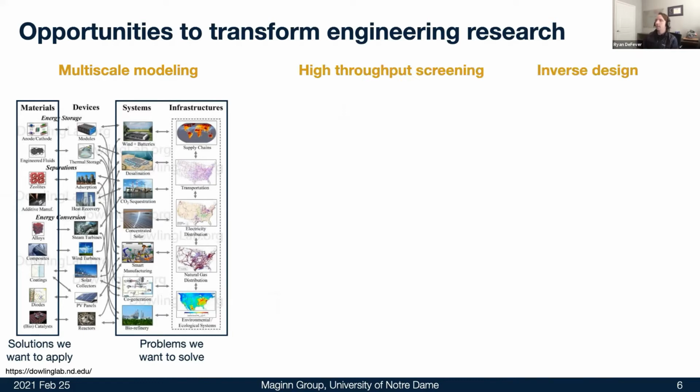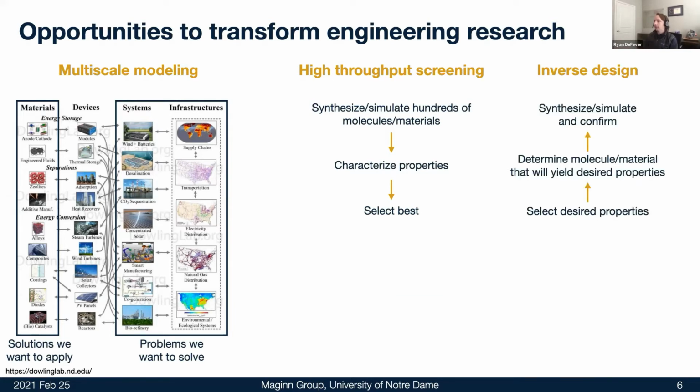And a couple of the techniques that have been proposed are high throughput screening and inverse design. Now, the basic idea of high throughput screening is you synthesize a bunch of molecules or you simulate a bunch of molecules, you characterize the properties, and then you go and pick out the best. Inverse design takes kind of the opposite approach. So with inverse design, what you're going to do is specify the properties that you want ahead of time. Then you're going to have some model, and this is really the challenge of inverse design, that's going to tell you, okay, for this property, here's a molecule or material that will work. And then you're going to go synthesize and confirm that the prediction of the model was correct.